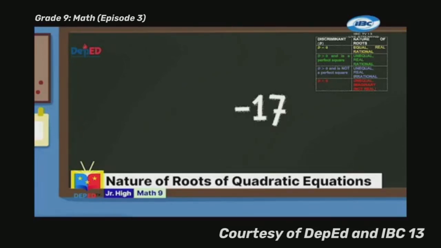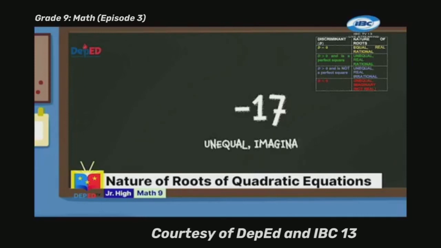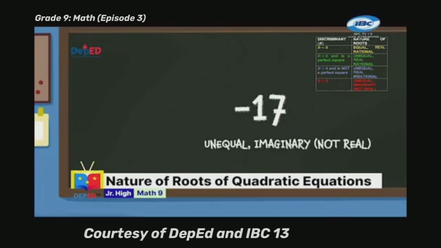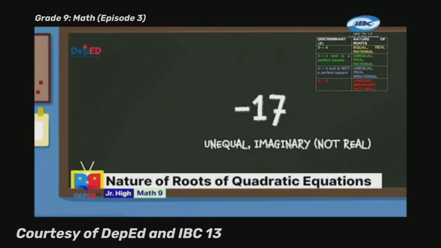And freeze! What's the answer? Negative 17 is negative, or less than 0. Thus, the roots are unequal and imaginary.